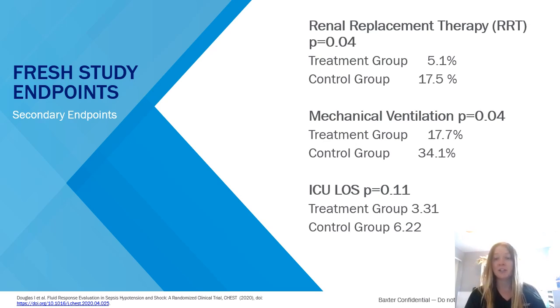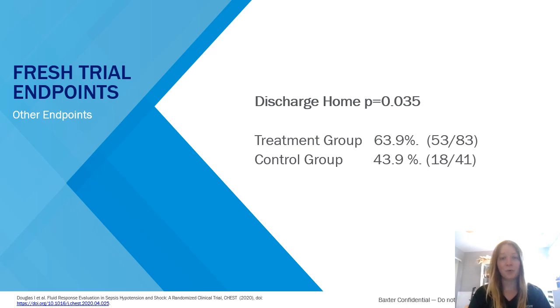They also looked at ICU length of stay. Now, although this was not statistically significant, it was clinically significant, favoring the treatment group by less than 3 days in the ICU. And another endpoint was looking at the patients being discharged home. So 20% more patients in the treatment group actually were able to be discharged home alive compared to the control group.